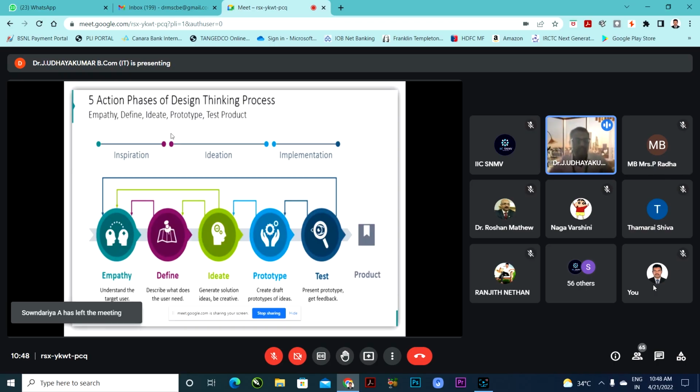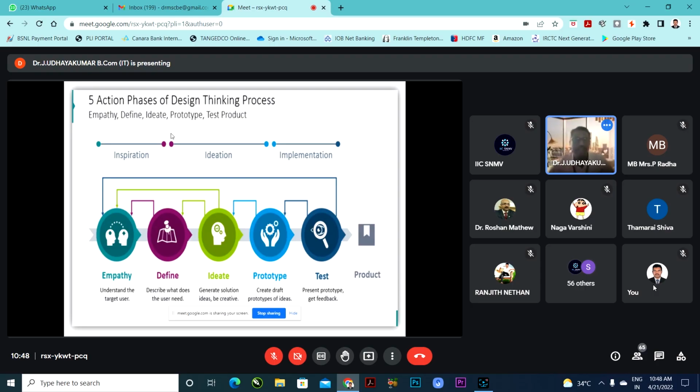The define stage helps the designer and the team to gather great ideas, that is, to establish the functions and elements that will allow them to solve the problems. At least the user has some knowledge about the problem, and we have to analyze that problem by defining it. That is, we have to describe what the user needs. First, we have to understand the target user and know the need of the customer or consumer, whatever it may be.